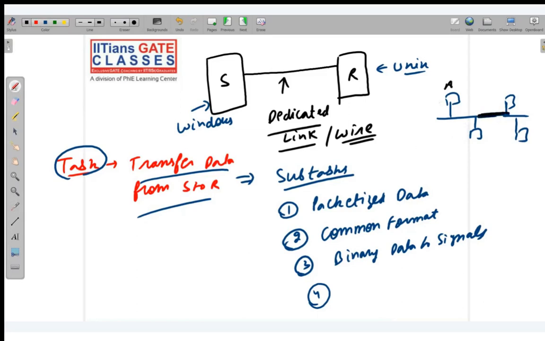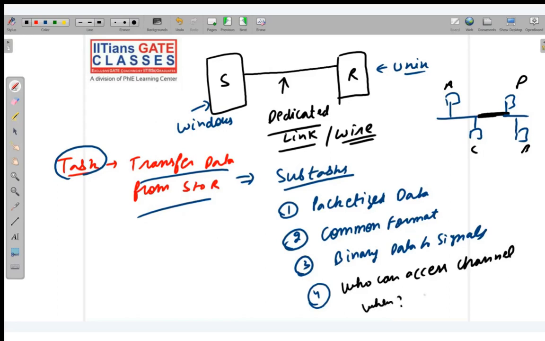So for example, when A and B are communicating, then C and D cannot communicate. Why? Because this is the shared channel, so collision will occur and so on. So who can access the shared channel when? That is also a very, very important subtask. Who can access the channel when?